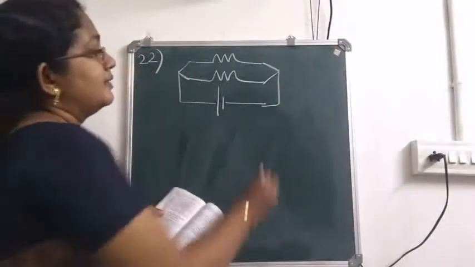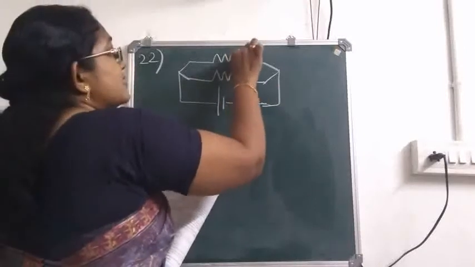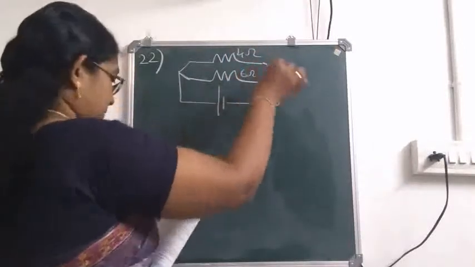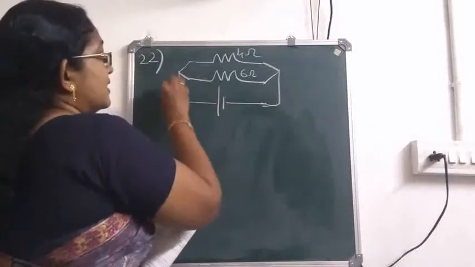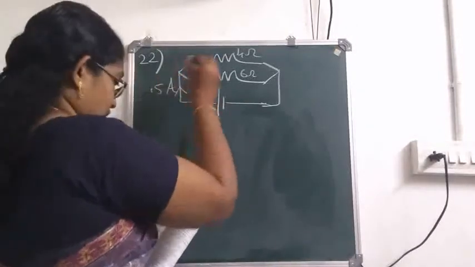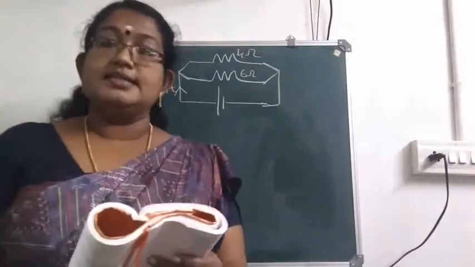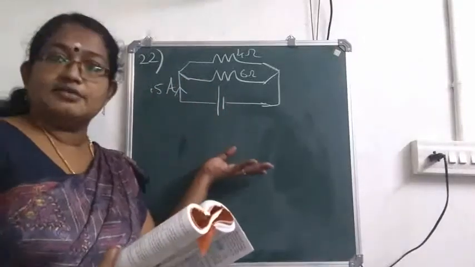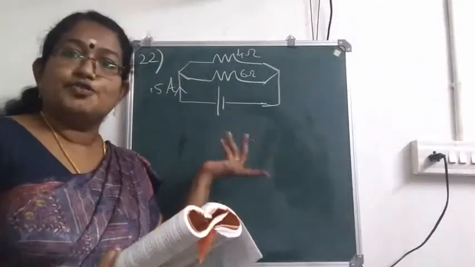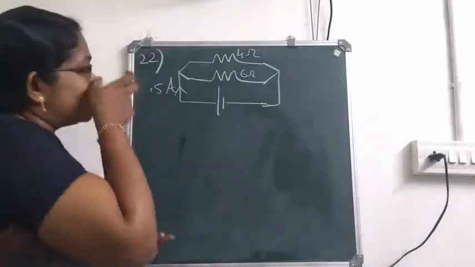Okay, then 4 ohm and 6 ohm are the values. 0.5 ampere is the current flowing through the circuit. Now, calculate the current in each resistor. For section A, we have drawn the diagram. Now for section B, we have to calculate the current in each resistor.